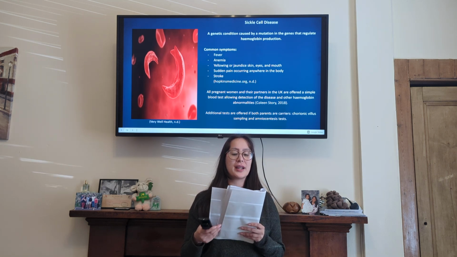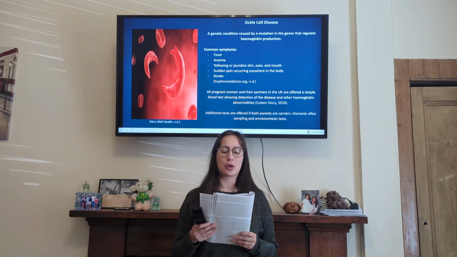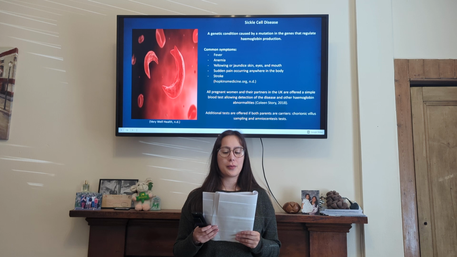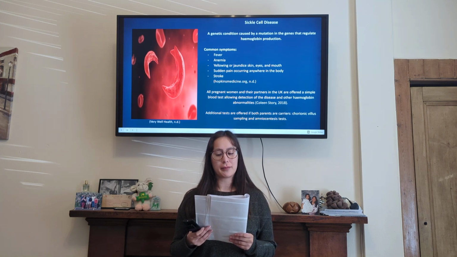In the UK, all pregnant women and their partners are offered a simple blood test to detect the disease and other hemoglobin abnormalities. Pregnant women should ideally undergo this test before 10 weeks, which involves drawing blood, typically from the arm.